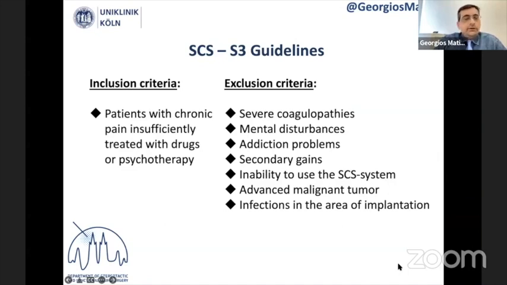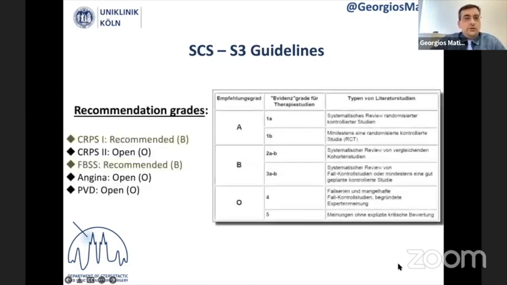The patient could be a candidate for this therapy if the chronic pain cannot be sufficiently treated with drugs or psychological therapy. Exclusion criteria, and this is more important: patients with severe coagulopathies, with mental disturbances, with addiction problems, with secondary gains, inability to use the spinal cord stimulation system, an advanced malignant tumor, and of course, infections in the area of implantation.